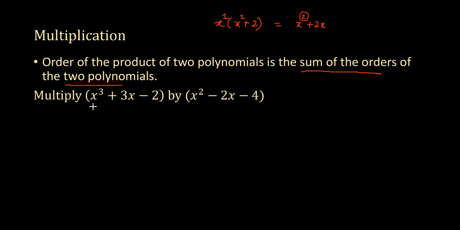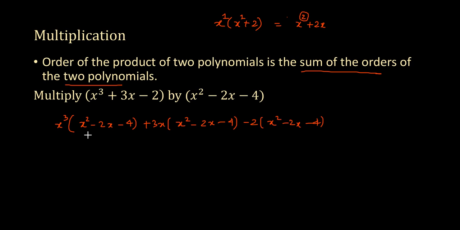That means in case of multiplication there is no like terms rule as we have in addition or subtraction. Each term, whether it is like or unlike, will be multiplied by each term of the second polynomial. So just write this: x cube will be multiplied by x square minus 2x minus 4, then plus 3x again will be multiplied by this x square minus 2x minus 4, and lastly minus 2 will be multiplied by x square minus 2x minus 4. Let us quickly calculate this.